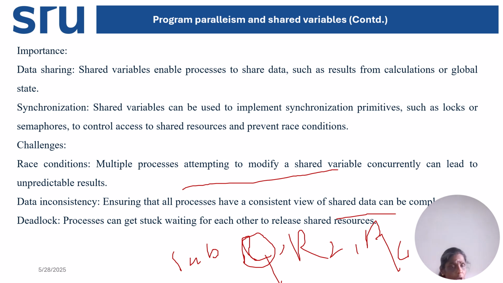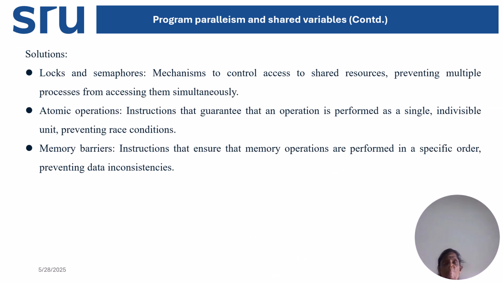Deadlock: processes can get stuck waiting for each other to release shared resources. So either data can be shared or resources can be shared. Whatever it may be, the particular item will be obtained by the processor whenever its time comes. The correct time it should get. It may be shared or not shared, but correctly it should get it. That's all the problem here.